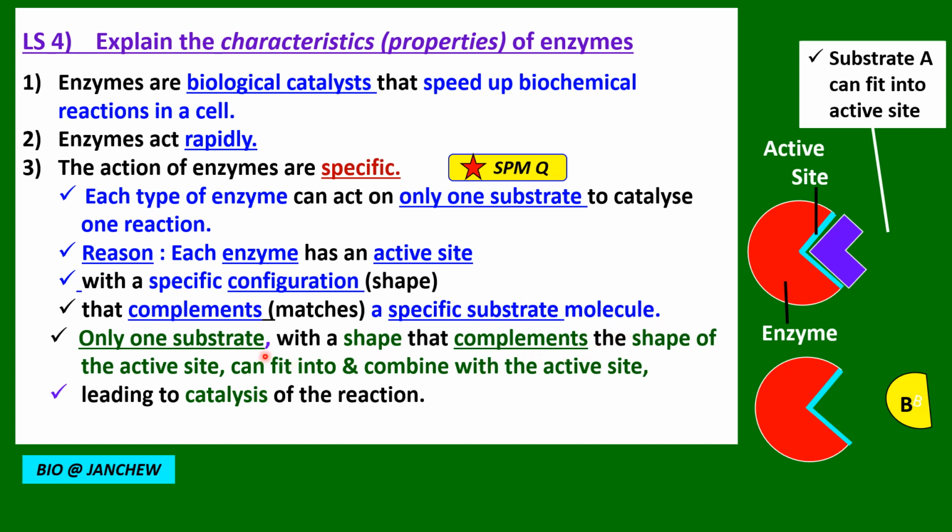So only one substrate with a shape that complements the shape of the active site, that matches the shape of the active site, can fit into and combine with the active site, leading to the catalysis of the reaction. All right? And leading to the formation of products. So if the shape of the substrate does not match the shape of the active site, then there is no reaction because the substrate will not be able to fit into the active site. Okay, like this.